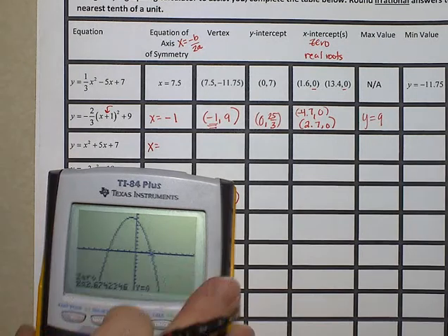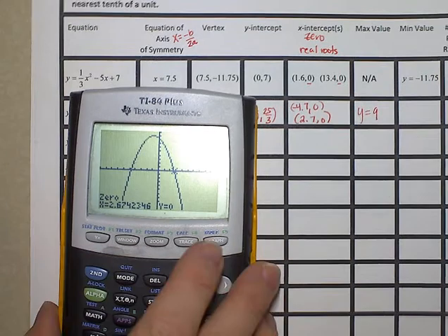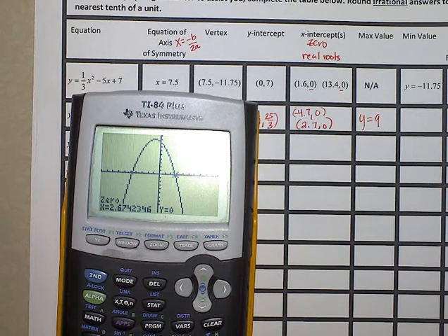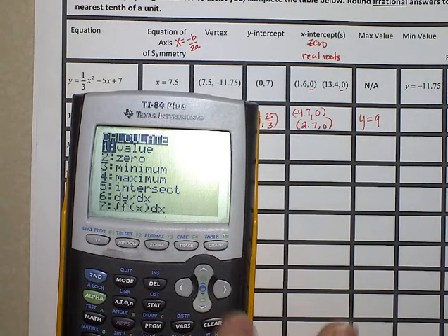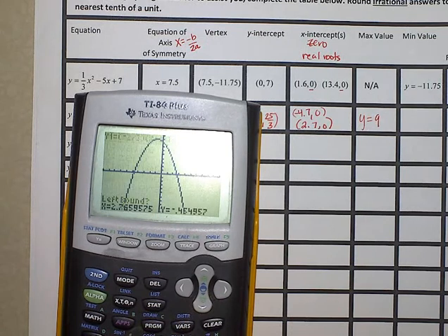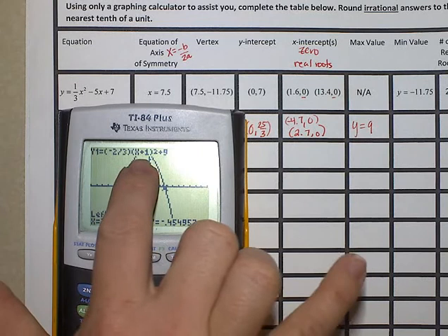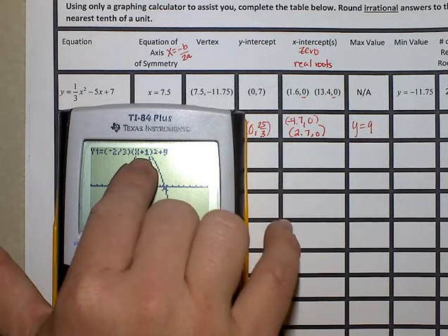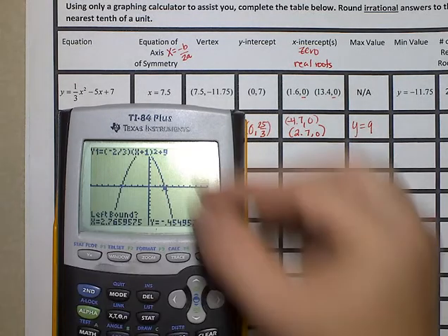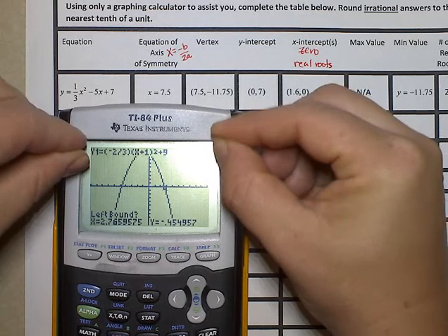Okay, you ready? We want to find the maximum. Grab the calculator again, hit second trace, and go to maximum. And can everybody see how I can't see the top? Do you have the same problem right now? What I would really like to do is take this and move it up so I could see the top.